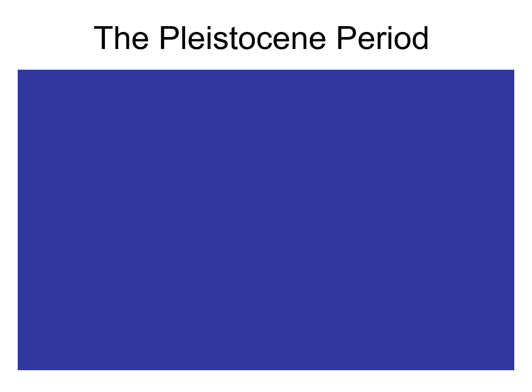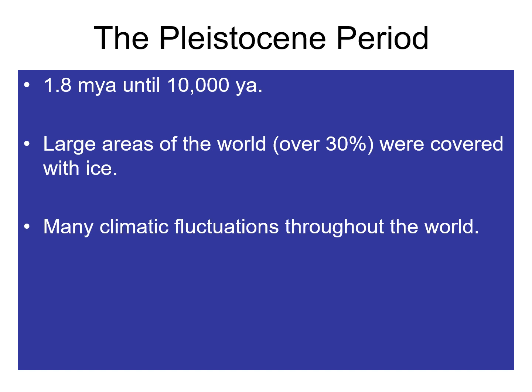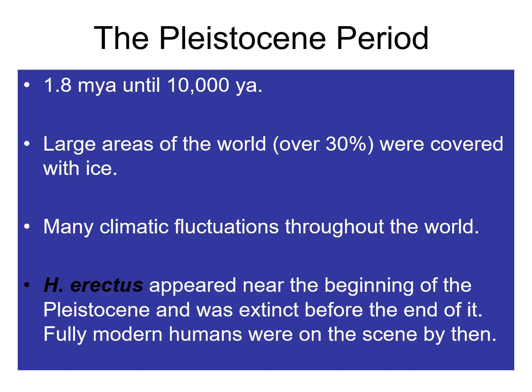So the Pleistocene period starts at or around 2 million to 1.8 million years ago till about 10,000 years ago, that 10,000 years BC mark. Large areas of the world, over 30% of the landmass, were covered in ice. And there were many climatic fluctuations occurring in different areas of the world, right? When you have these large ice sheets moving around, it changes weather patterns in different parts of the world. Homo erectus, the member of our genus that first left Africa and began to travel to different parts of the world, appeared near the beginning of the Pleistocene and was extinct by the end of it. Fully modern humans were on the scene by 10,000 years BC.